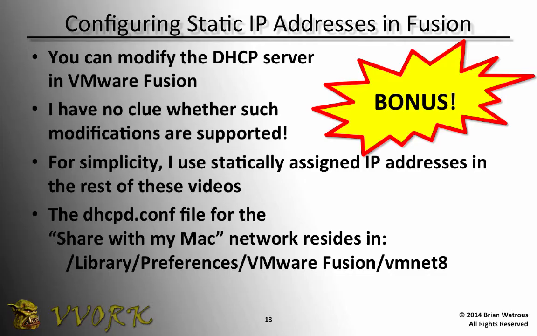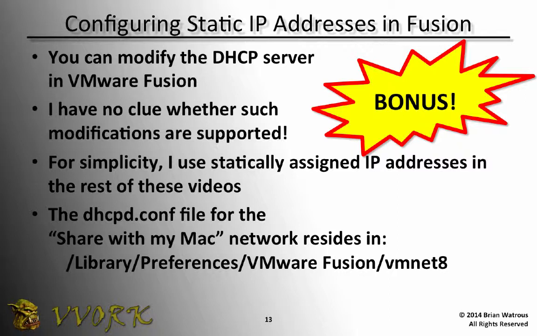As a bonus, here's that bonus I was talking about earlier in the video. I learned some things about Fusion as I was doing this project. In particular, I learned about how its DHCP server works. You can actually make changes to the DHCP server, and you can do things like tell the DHCP server that for certain machines it should assign static IP addresses. You can modify the DHCP server, but notice the second bullet. I have no clue. I haven't asked our support folks whether or not these modifications are officially supported or not. So I don't recommend doing this in a production environment. Then again, you probably should be careful about running a DHCP server in a production environment anyways.